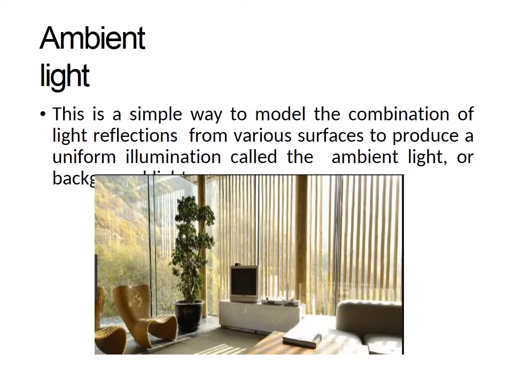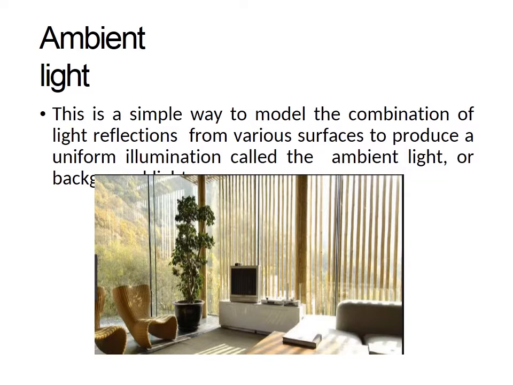Ambient light. This is a simple way to model the combination of light reflections from various surfaces to produce a uniform illumination called the ambient light or background light. In our basic illumination model, we can set a general level of brightness for a scene.